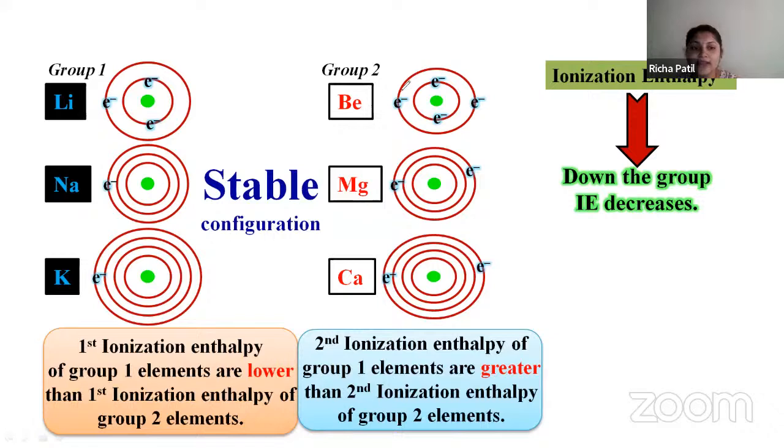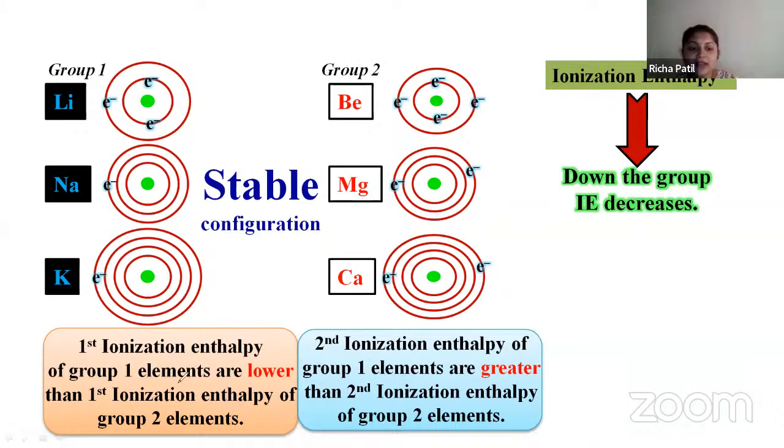So the ionization enthalpy, or the energy required to remove this electron, will be more. Down the group, what will happen to ionization enthalpy? Ionization enthalpy will decrease. And when you are comparing group 1 and group 2, ionization enthalpy will be more just here.